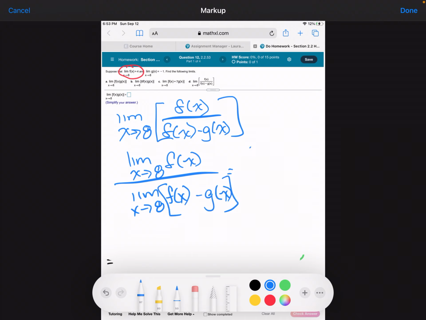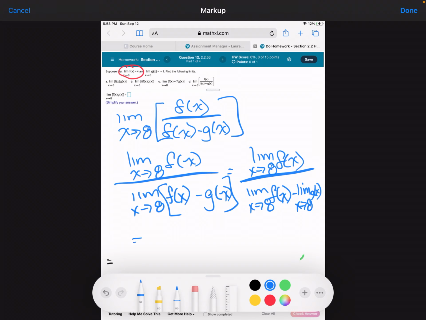All right, and now on the bottom, so that was a division property right there. And then I can also use the subtraction property down here, which is really the addition property with a negative, to split that one up. Now again, hopefully that denominator is not 0, so now we can just plug the pieces in.